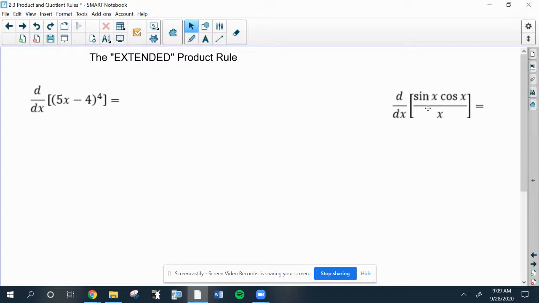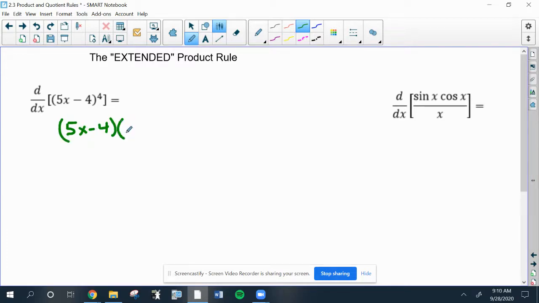Well, if there's more than two factors, you just take the derivative of each factor separately, all divided by plus signs. So I know that probably didn't make a lot of sense. It makes sense when you see it. So for this problem, I'm going to write (5x - 4)^4 as the product of 5x - 4 times.